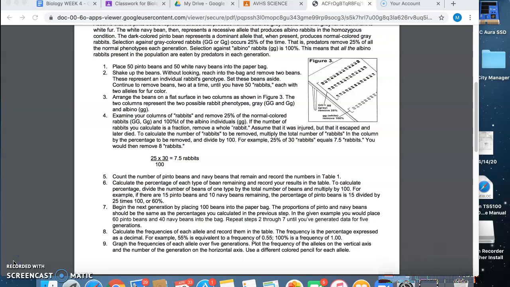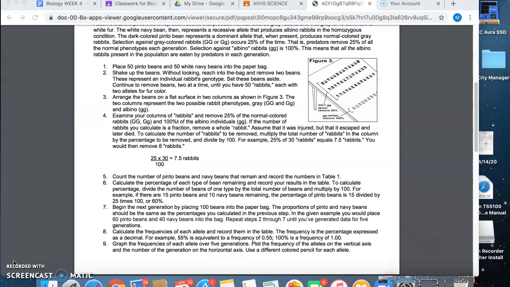So on your paper for generation 1, we started with 50 big G's, or the green ones, and 50 little g's, and that was written for us. The percent was 50% green and 50% orange. So the frequency is going to be 50 divided by our total 100, so our frequency is 0.5.